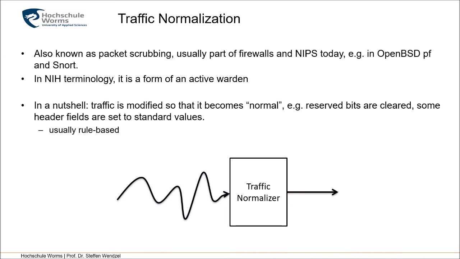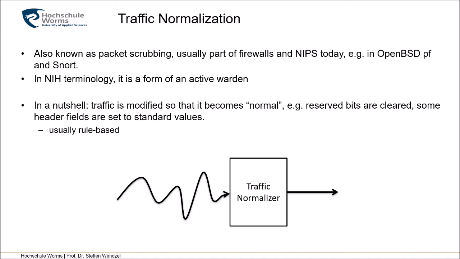What is a traffic normalizer? Traffic normalization is also known as packet scrubbing. It's usually part of firewall or network intrusion prevention systems like Snort or the OpenBSD PF that also has a scrubbing feature. And in our terminology, it's a form of an active warden because it actively modifies the traffic and influences the covert communication if it is present.